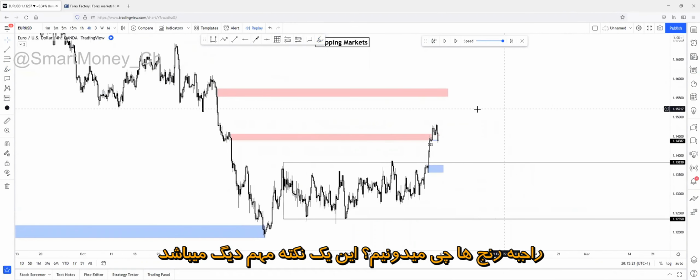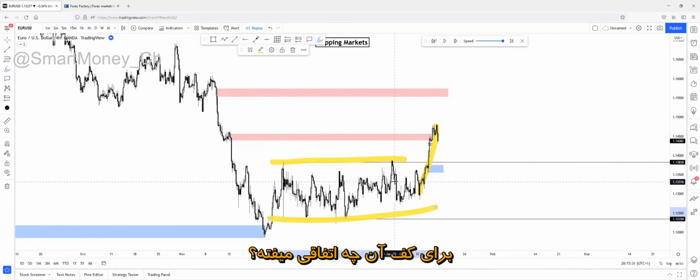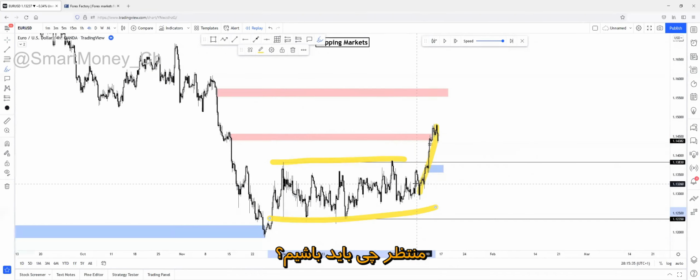And what do we know about ranges? This is one more important thing. What do we know about ranges? This is a range. If a range high is being swept, what will happen to our range low? Just type it in the chat or answer in the microphone. What do we need to wait for? Also be swept. Downside is sweep.